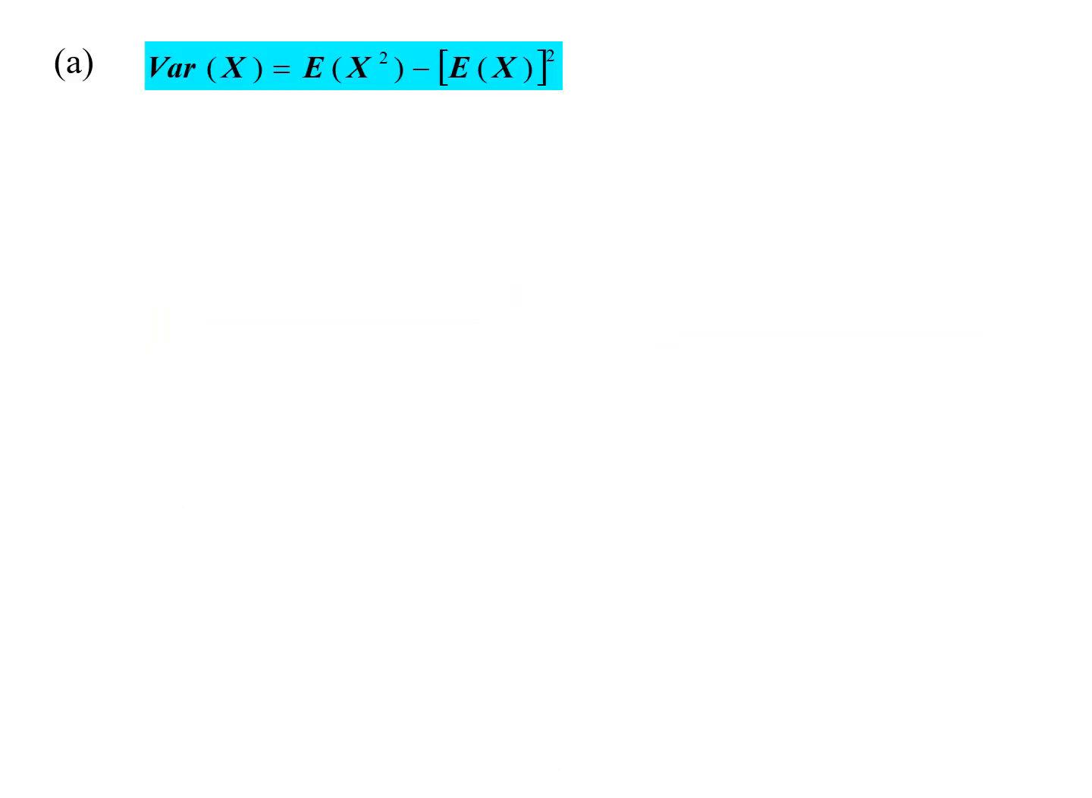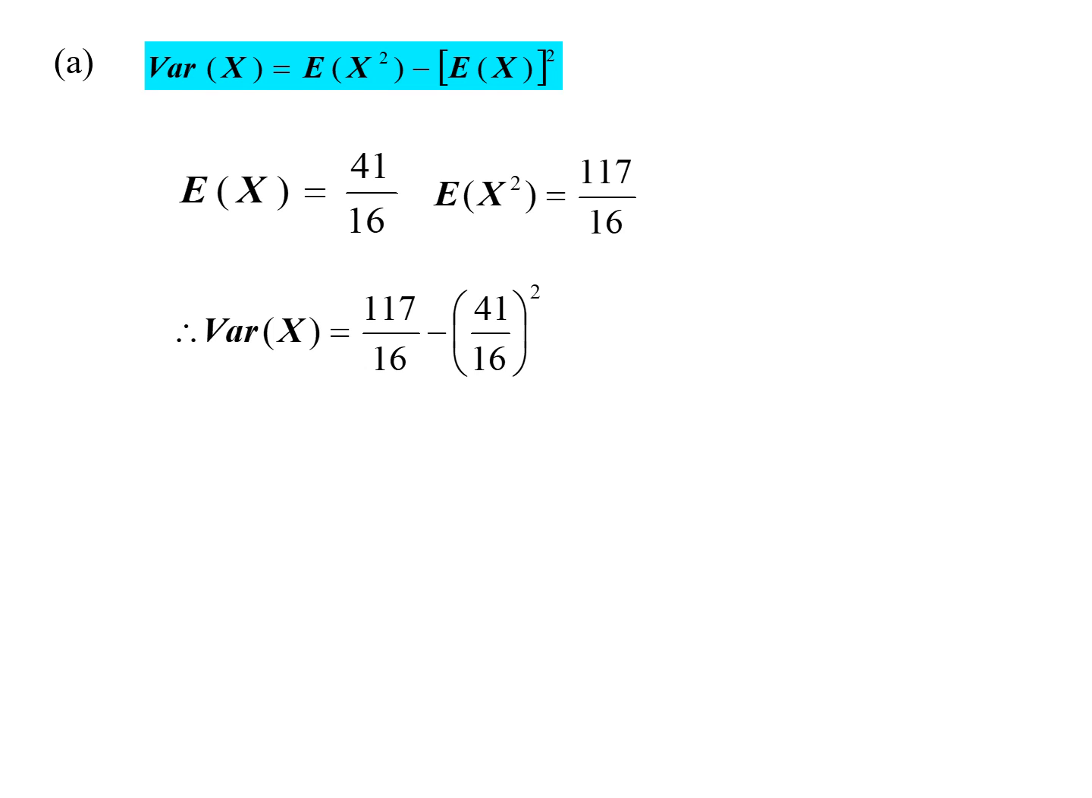Then we apply the formula of the variance. The formula of the variance is E(X squared) minus (E(X)) squared. Then we substitute our E(X) as 41 over 16 and our E(X squared) as 117 over 16 into the formula of the variance. Then after the calculation, we will get the variance is 191 over 256.